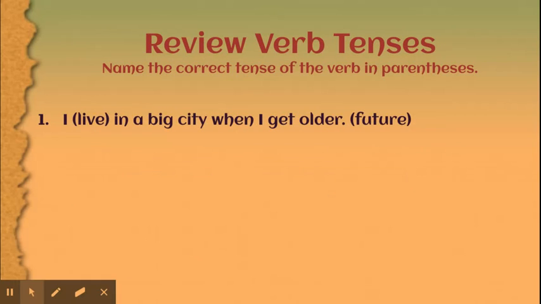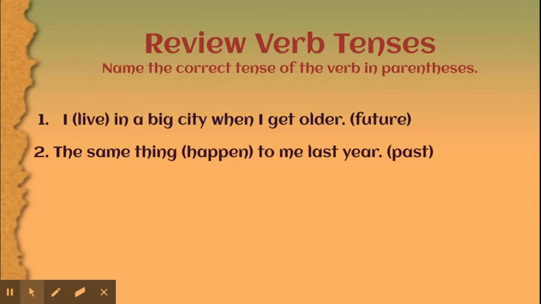So, looking at our review, we're going to name the correct tense of the verbs in the parentheses. You are going to need to make sure that you pay attention to which tense we will be using at the end of this sentence. So, number 1, I live in the big city when I get older. This is a future tense sentence, so how do you change live to show future tense? You should have selected will live. I will live in a big city when I get older.